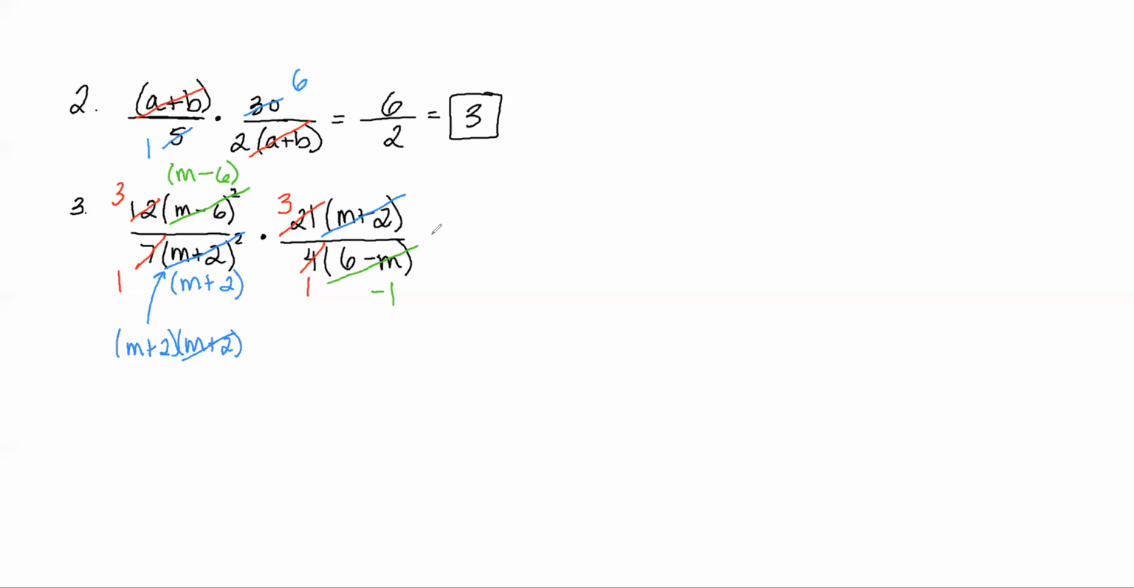Now, if we go ahead and see what we have left, on the top we have a 3, an m minus 6, and a 3. 3 times 3 is 9, parentheses m minus 6. And on the bottom, we have a 1 and a 1. Those don't do anything. We have an m plus 2 and a negative 1. So we have negative 1 times m plus 2.